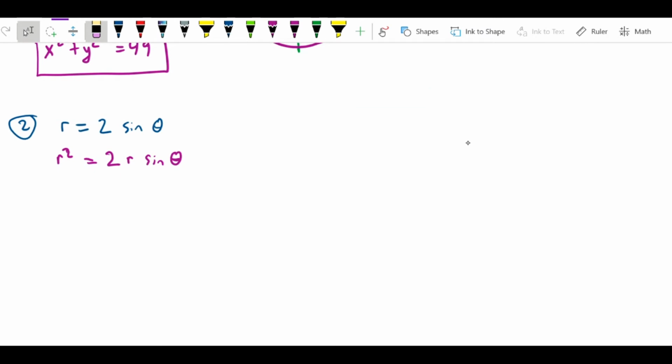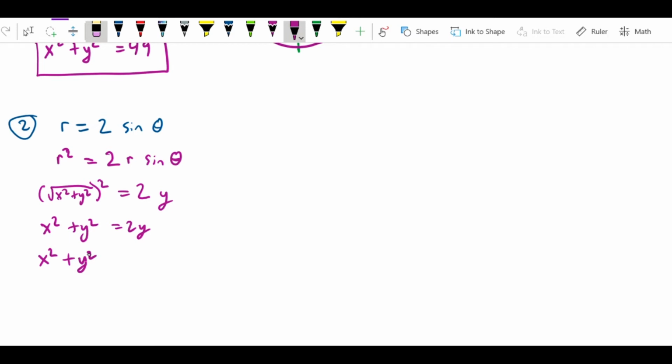Okay, so now I have r squared equals 2r sine theta. So this is going to be the square root of x squared plus y squared, squared. It's equal to 2, and r sine theta is y. So I now have x squared plus y squared equals 2y. This gives me x squared plus y squared minus 2y is equal to 0.